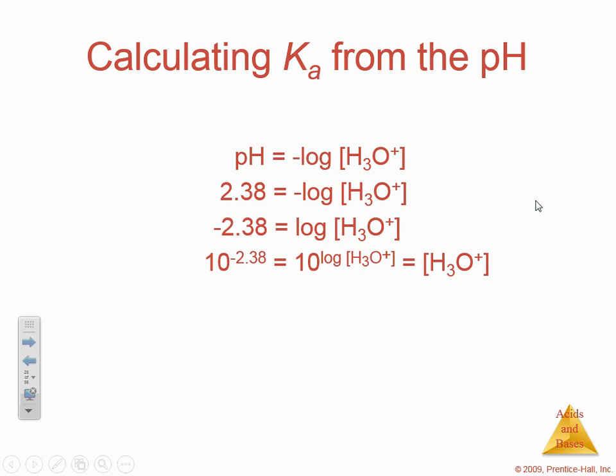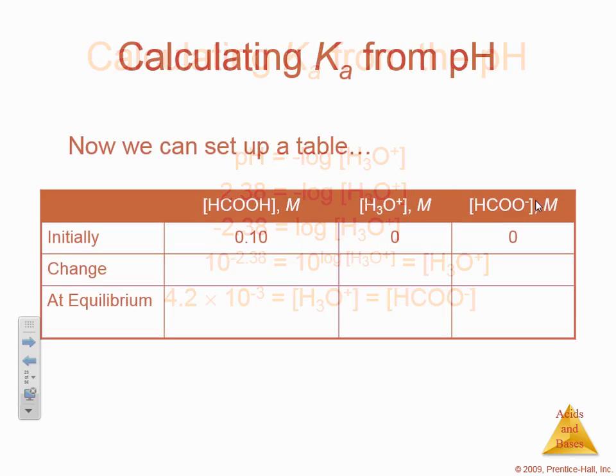So if we go ahead and solve for pH, we're going to set this up. pH is equal to the negative log of H3O. We're going to plug in our numbers. And we're going to solve that the concentration of H3O, and therefore the concentration of HCOO minus, is 4.2 times 10 to the negative 3.